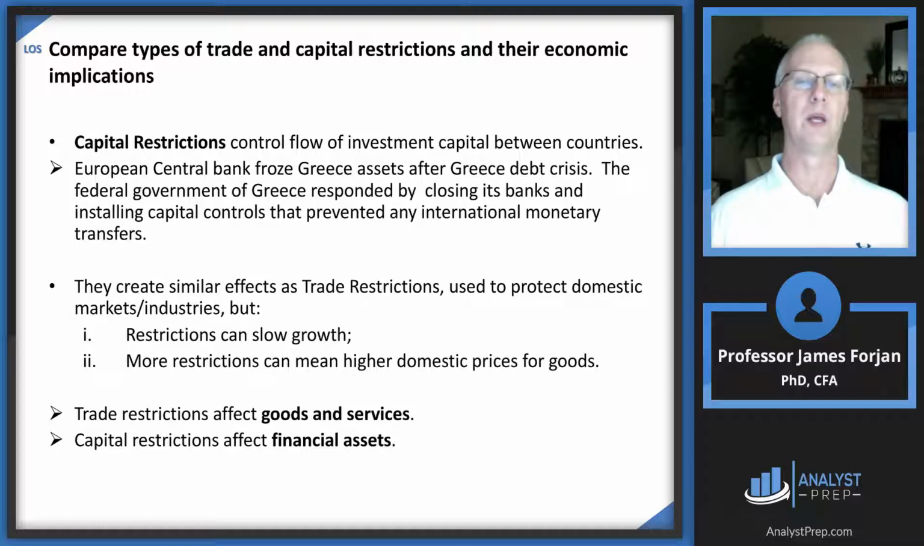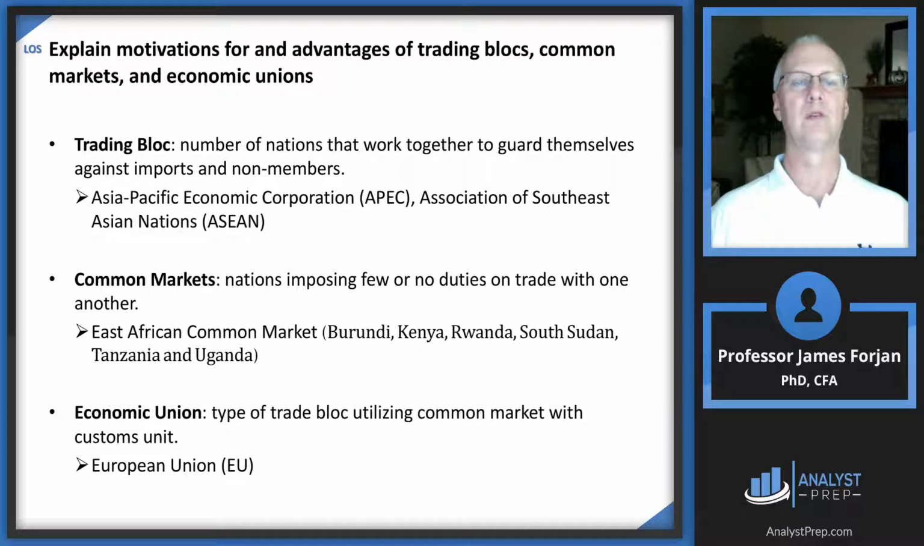So essentially, this capital restriction just shut down trade, at least for a short time period. This is used to protect domestic markets and industries. Of course, it can slow growth, and it can mean higher domestic prices. So remember the distinction there: trade restrictions affect goods and services, while capital restrictions affect financial assets.